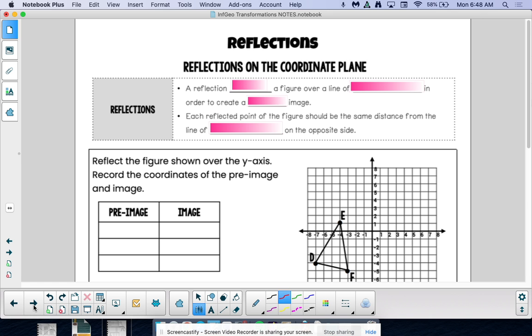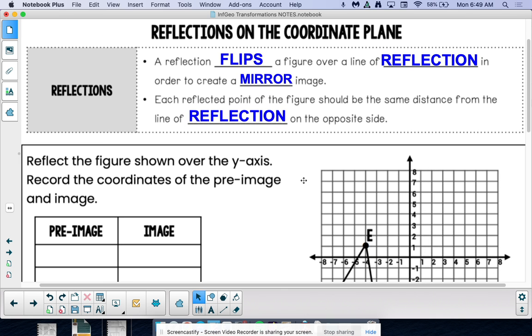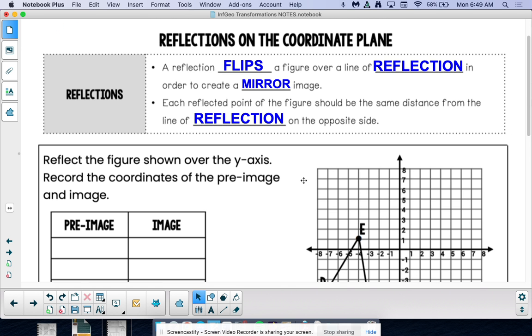Okay, so reflections. We said a reflection is a flip, or it flips a figure over a line of reflection in order to create a mirror image. Each reflection point of the figure should be the same distance from the line of reflection on the opposite side. So that's what I was saying on that previous slide, right? It flips it so we have a mirror image and they're the same distance away from your line of reflection. It's not very hard, you guys. It's just more tedious would probably be the word I would use.